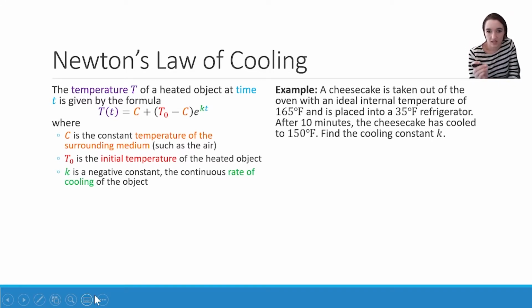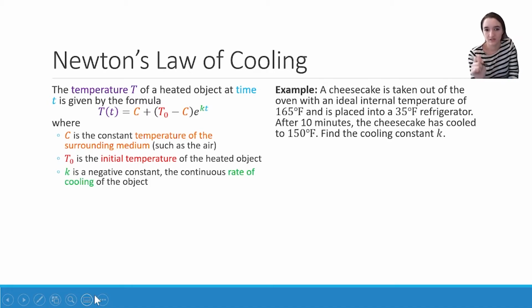C is the constant temperature of the surrounding medium, such as the air temperature, the room temperature. It's whatever temperature, essentially this law of cooling just means how fast do things cool off. So it's going to be based on what the temperature of the room it's in, or if it's in the oven, or it's in the microwave, or whatever. Wherever it is, if it's in water, it's just the temperature of the substance that it is in.